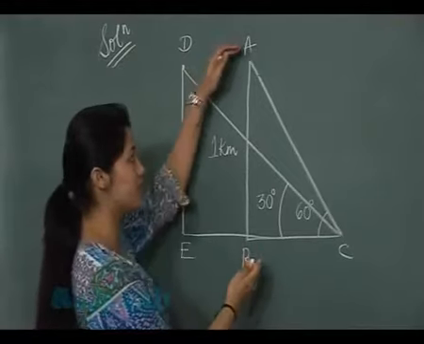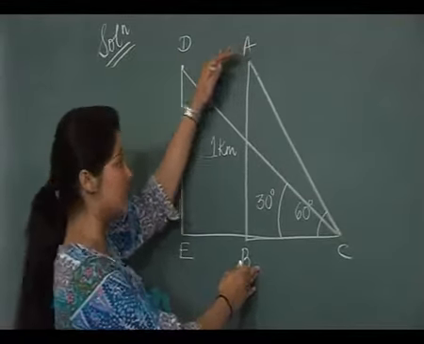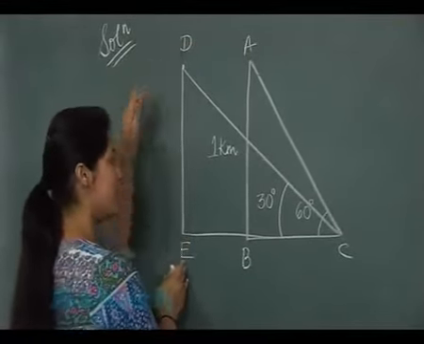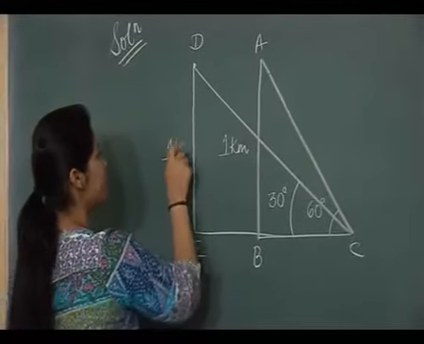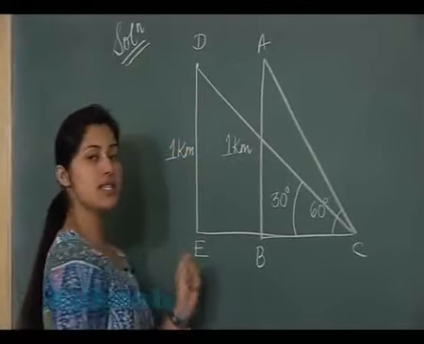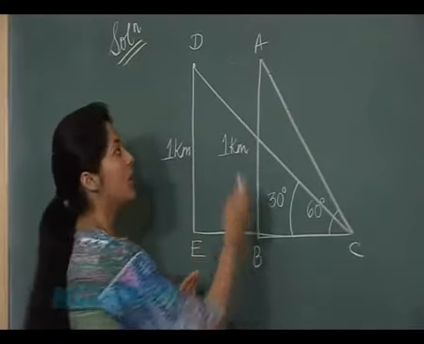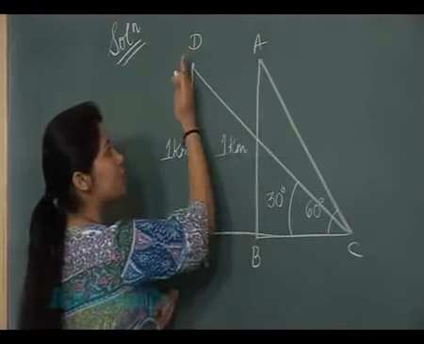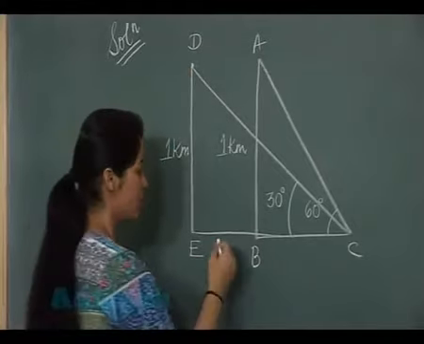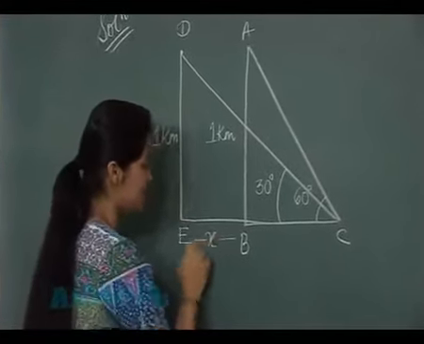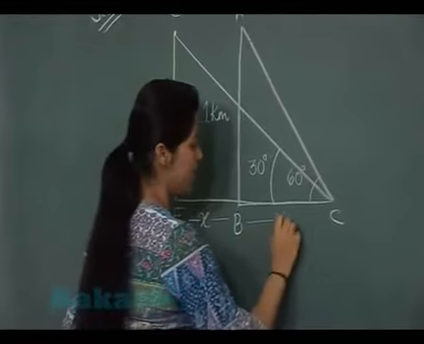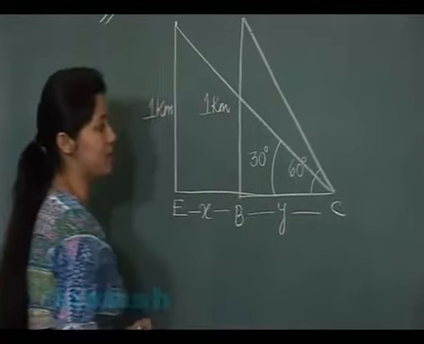Now student, if this distance AB is 1 kilometer, then this distance DE will also be 1 kilometer. And in this question, we have to find out the speed of the plane when it moves from point A to point D. So let us suppose that this distance is x meters and this distance is y meters.